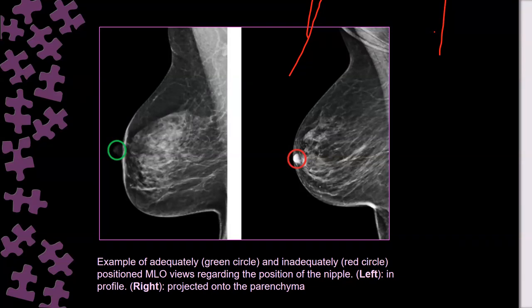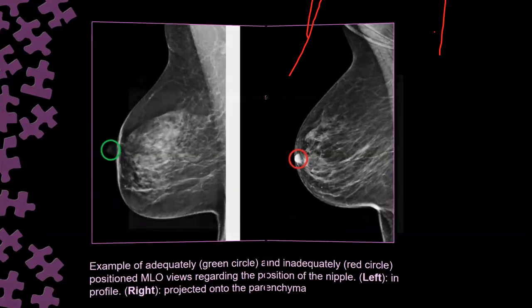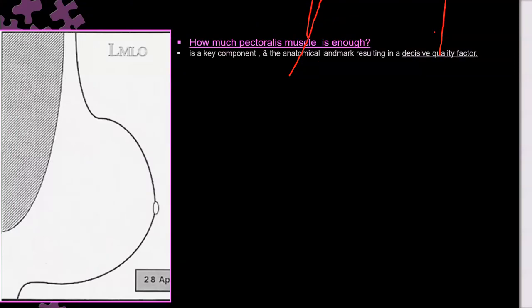That is why, as we said before, when you put the nipple marker it can help us to position the nipple well. And when positioning the nipple well, it helps us to position the whole breast, because the nipple is the most consistent anatomical marker in both CC and MLO views. So, talking about the pectoralis, how much pectoralis muscle is enough?